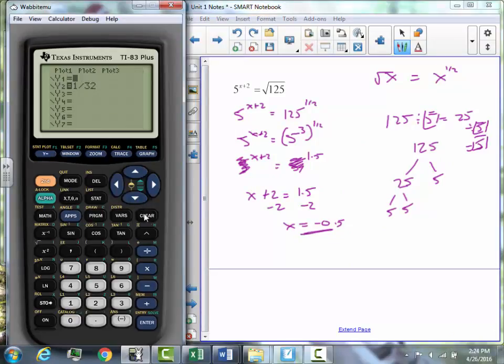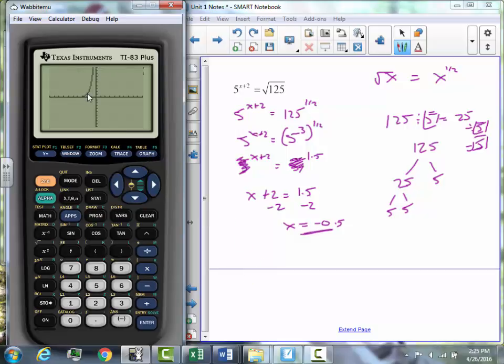Go to your y equals, clear everything out, and then type in 5 to the power of, and if you have an old school calculator like me, you need to do brackets here. Bracket x plus 2, to make sure your calculator knows that all of the x plus 2 is the exponent part. And then in the next line, find me the square root of 125. Oh, you don't go 125 to the power of 1. Well, you can go 125 to the power of a half, but let's just type it in as the square root of 125. Okay, so let's graph the thing.